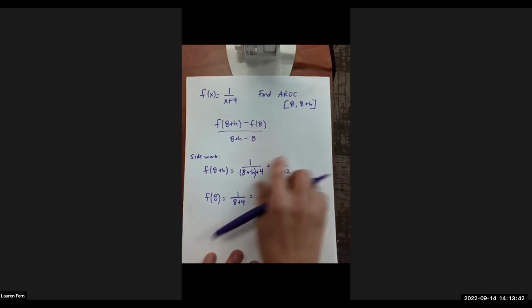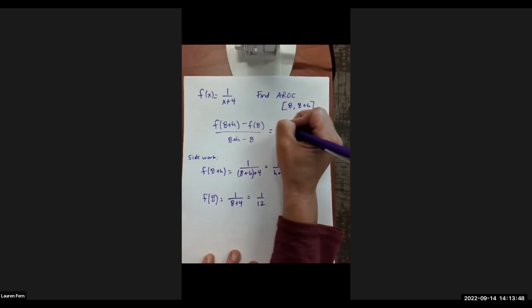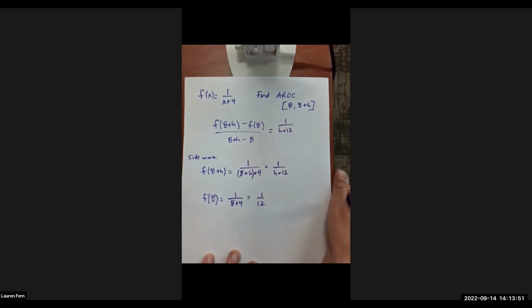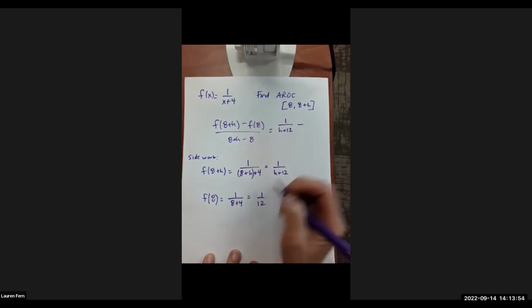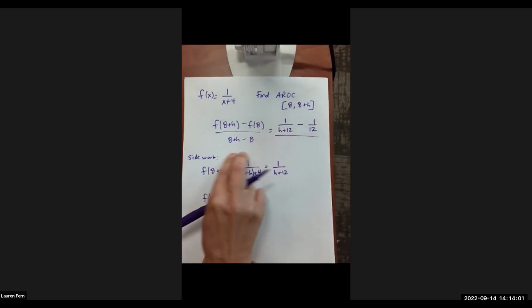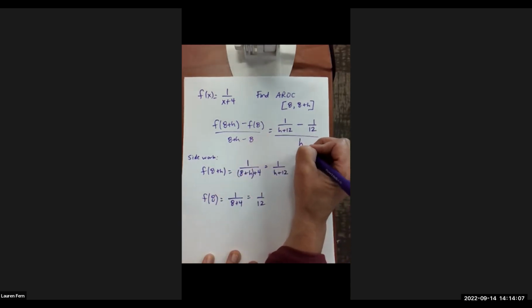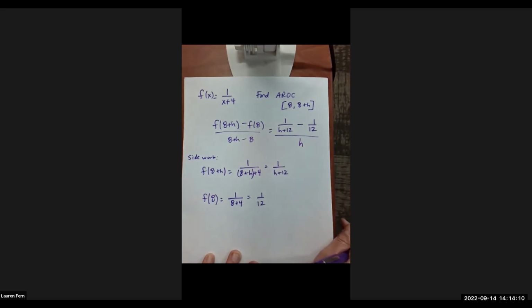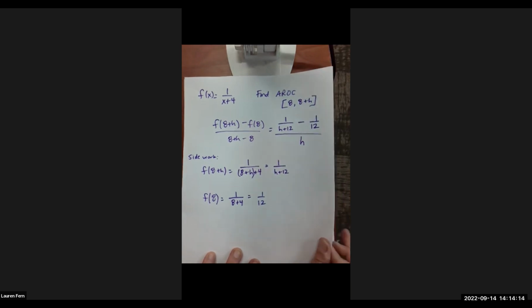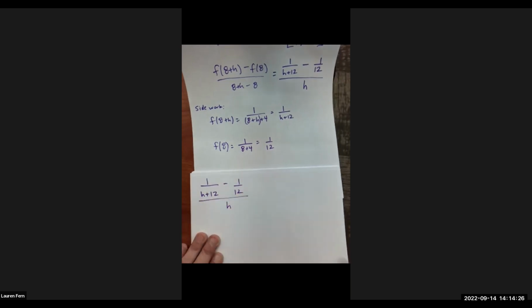Okay, so now let's take these things and plug them in up here. f of 8 plus h is 1 over h plus 12, minus f of 8 is 1/12. And what happens in my denominator here? My 8's cancel and I'm left with an h. Okay, doesn't look very pretty, but we will make it look really, really pretty. So what we have now is 1 over h plus 12 minus 1/12, all over h.